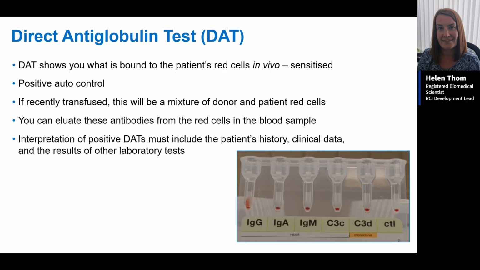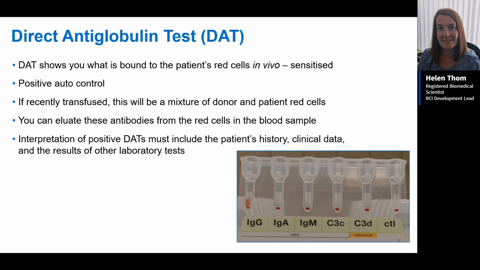Then we'll have the direct antiglobulin test. This is almost a mix of the two of them, really, because what your DAT shows you is what is bound to your patient's red cells. When you do this test, it's a drop of your patient's red cells, and you want to know if your patient's been sensitized at all, so has it got any antibodies bound to the red cells? You can see there, you've got IgG positive down at the bottom.